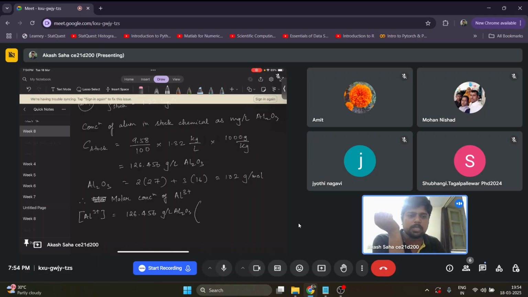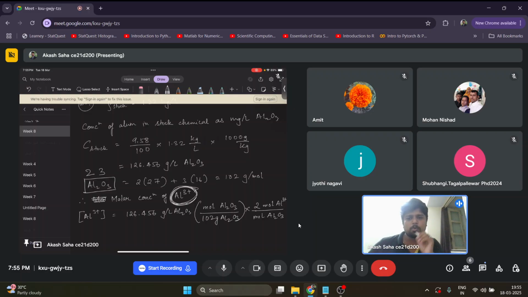If I want to know the number of moles, 1 mole of Al2O3 will have 102 grams of Al2O3. I am converting the grams to moles because for molarity I want to know the moles. Now in each Al2O3, how many Al3 plus ions are there? 2 Al3 plus ions are there and 3 O are there. So I will multiply it with 2 mole of Al3 plus per mole of Al2O3, because we are calculating the molar concentration of Al3 plus. That's why I multiplied with 2. If we are finding the molar concentration of Al2O3, the last part, into 2, won't come.